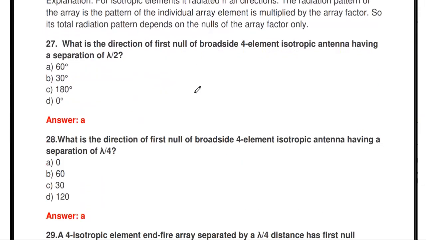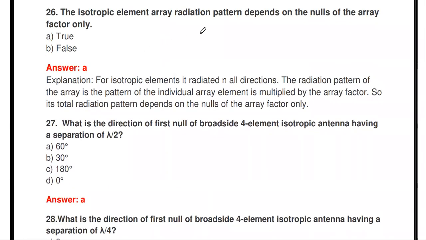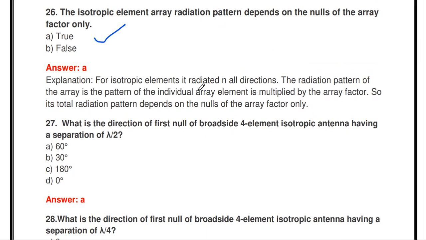The next one: the isotropic element array radiation pattern depends on the nulls of the array factor only. True. Since an isotropic element, you already know, radiates equally in all directions, the radiation pattern of the array is the pattern of the individual element multiplied by the array factor. So the total radiation pattern depends on the nulls of the array factor only.